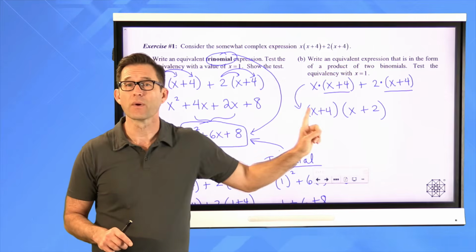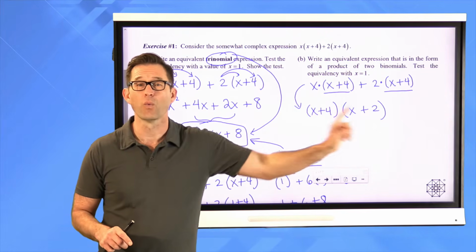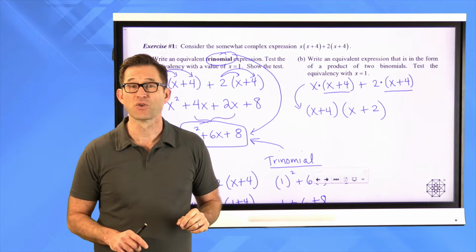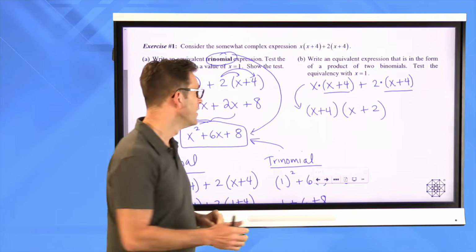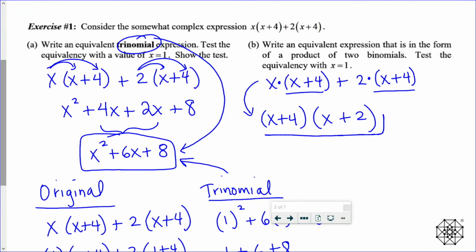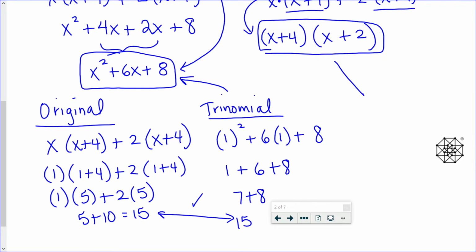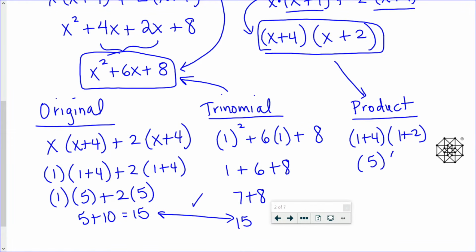So really quickly, I'd like to throw x equals 1 into that expression and make sure that I also get 15. This is my final answer, but now I test my product with x equals 1. I'll have 1 plus 4 times 1 plus 2. That's going to give me 5 times 3, and that's going to give me 15 again.